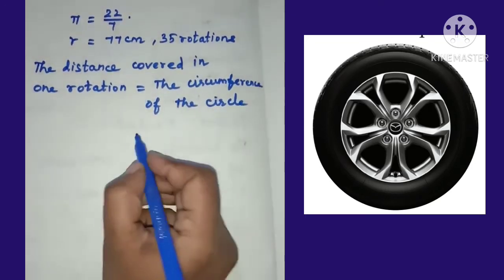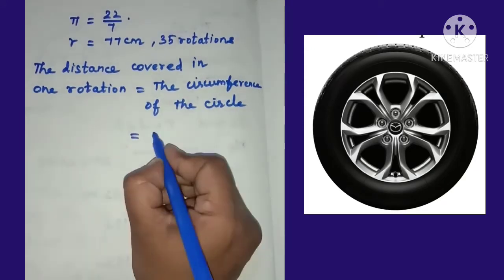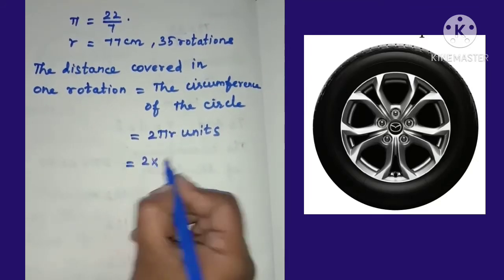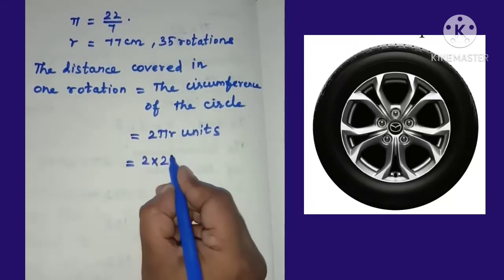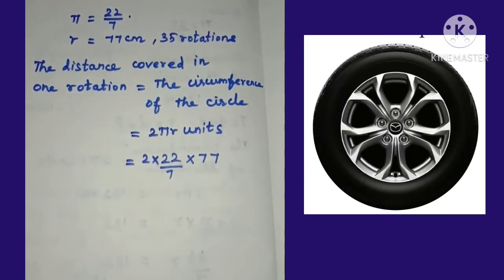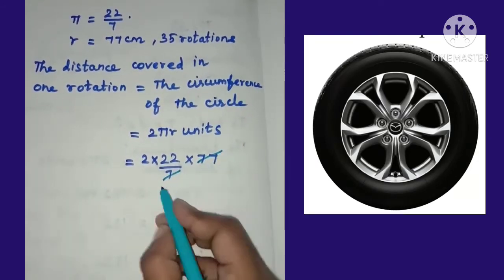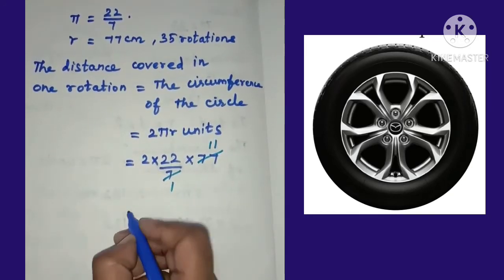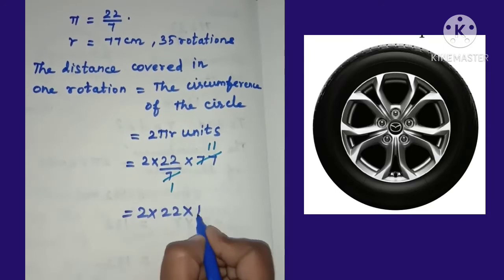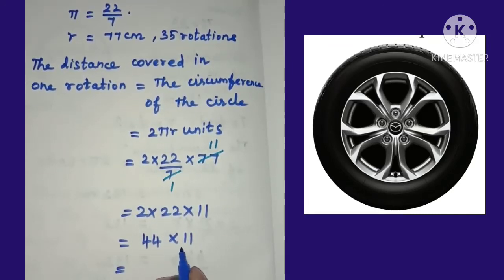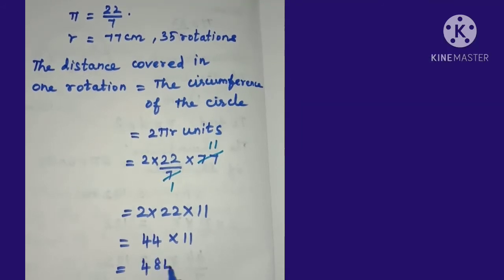So here we know that the circumference of the circle is 2 pi r units. And here the value of pi is 22/7 and r is 77, which is given. So now cancelling 77 and 7 we get, here it is 11 times and here it is 1 time. So 2 into 22 into 11. So 2 into 22 is 44 into 11. So when we multiply 44 and 11 we get 484.